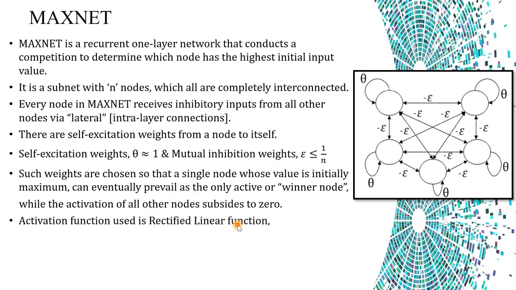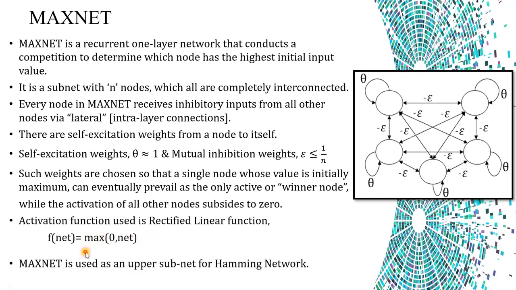Now, in order to do this, the activation function used is the ReLU function. Every node will be using the rectified linear unit function. So the output, for the net which is calculated at every node, will be the maximum of 0 comma net. If the net is negative, then the answer will be 0. If the net is positive, then the answer will be the net itself.